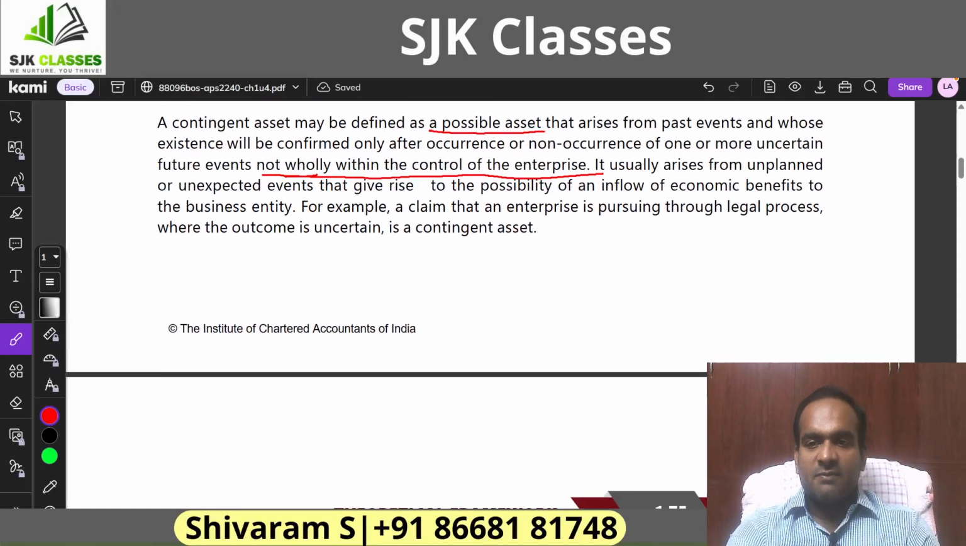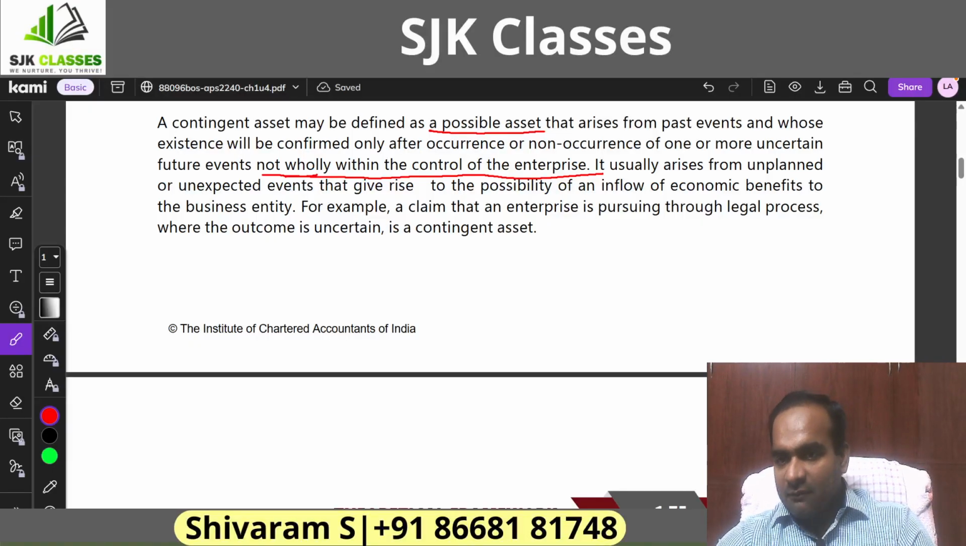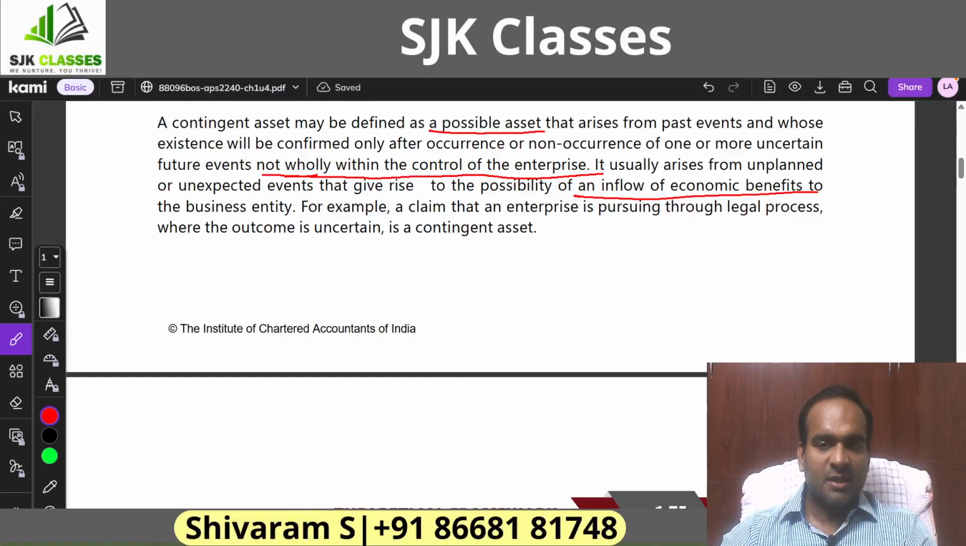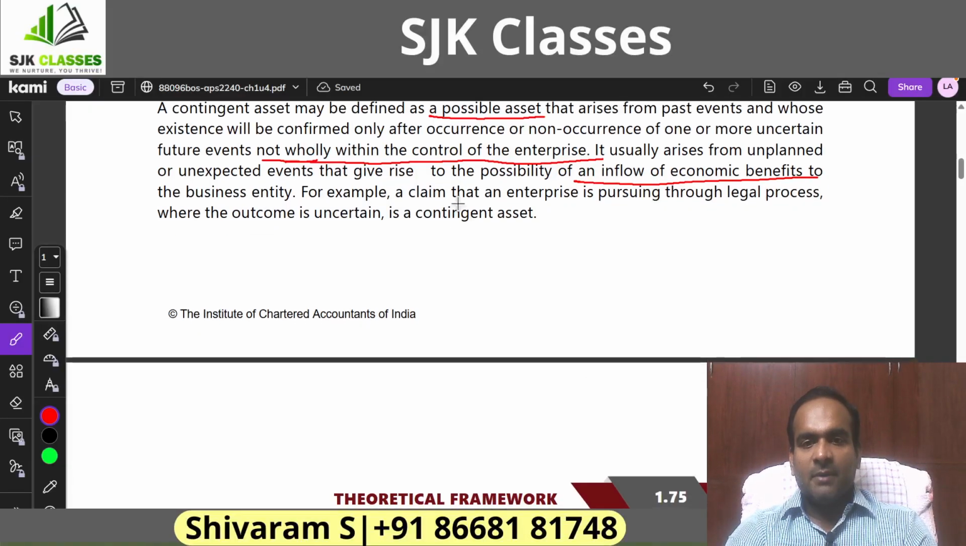It usually arises from unplanned or unexpected events that give rise to the possibility of an inflow of economic benefit. Here we are referring to the cash component. So if I win the case, I will receive the money, right? That's what we are referring to here, inflow of economic benefit to the business entity. For example, a claim that an enterprise is pursuing through legal process where the outcome is uncertain is a contingent asset. It should be meaningful, I guess.